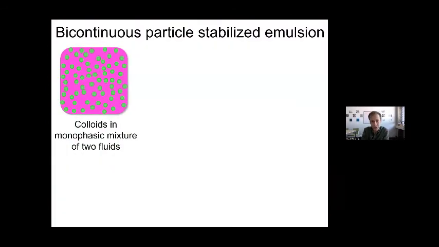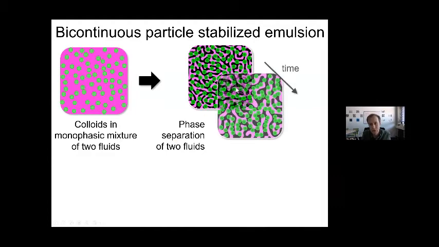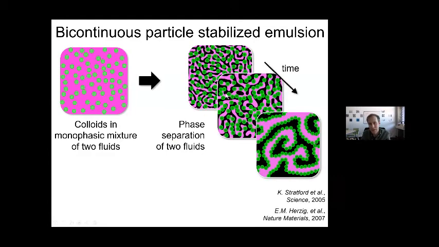And to this end, I'm introducing colloids in an initially monophasic mixture of two fluids. And then I trigger the phase separation of the two fluids. And as a result, the colloids will begin to self-assemble at the interface between the two fluids that have phase separated. They will then arrest the structure by a process called interfacial jamming.